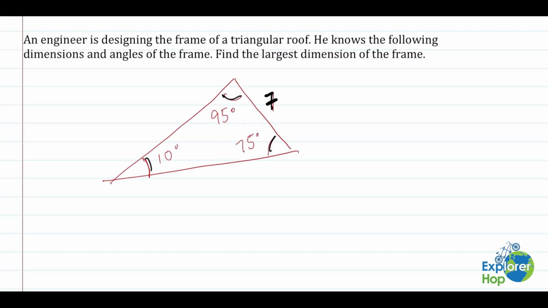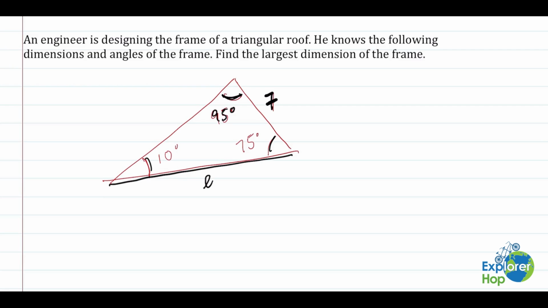So we know that the largest dimension of a triangle is always the side opposite to the largest angle. So in this case, the largest angle is this one, the 95-degree one. So we are supposed to find this side. So let's call it L. We are supposed to find L.